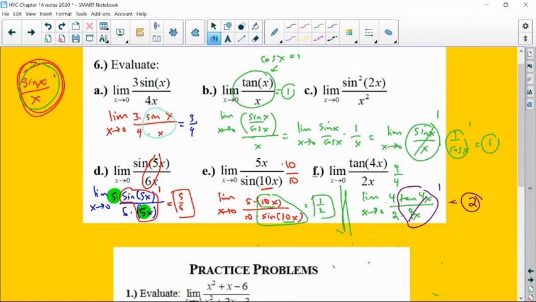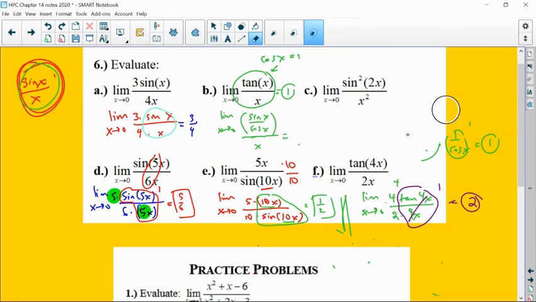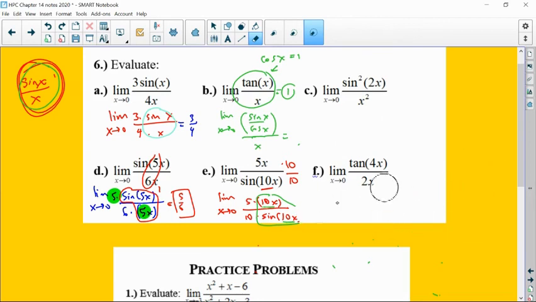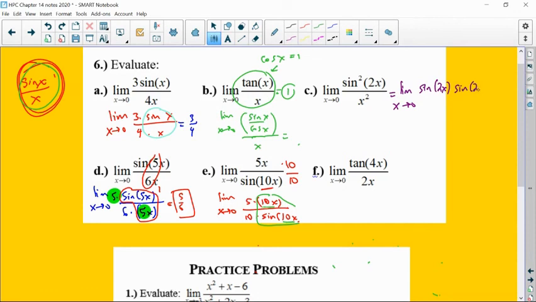And then there's one more example. Let's finish off our notes with this last example here. I'm going to do some erasing here, if that's okay. So sine squared of 2x over x squared. You want to think about sine squared literally as multiplying sine by itself. And so I'm going to rewrite this first as the limit as x approaches 0 of sine of 2x times sine of 2x. Like that literally is what sine squared means. And then x squared is x times x.